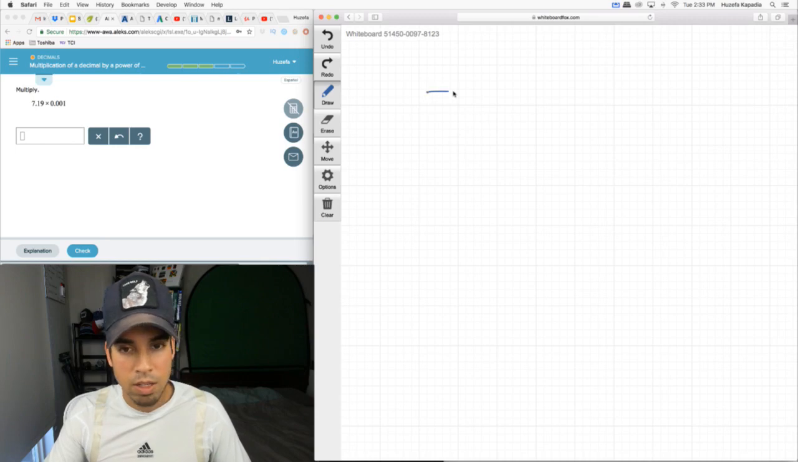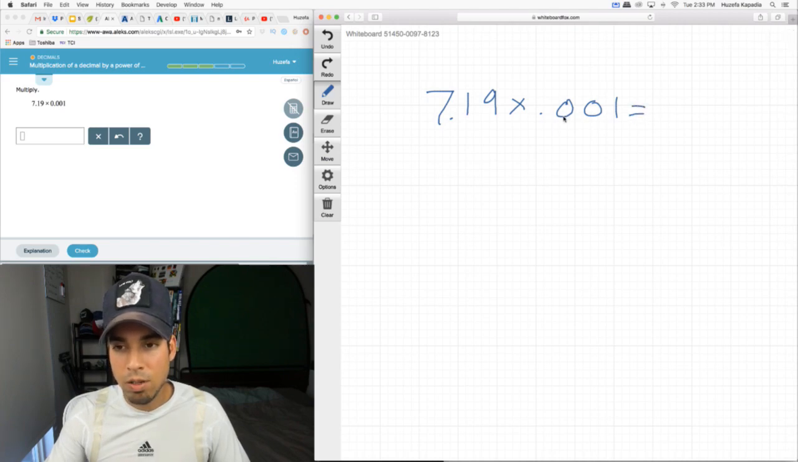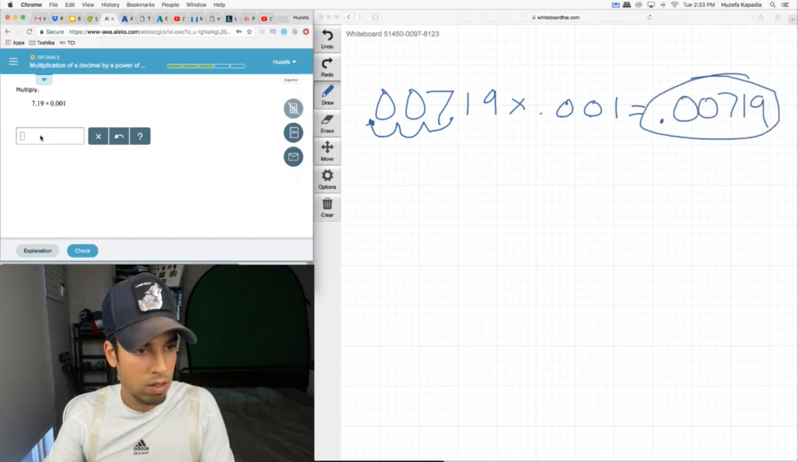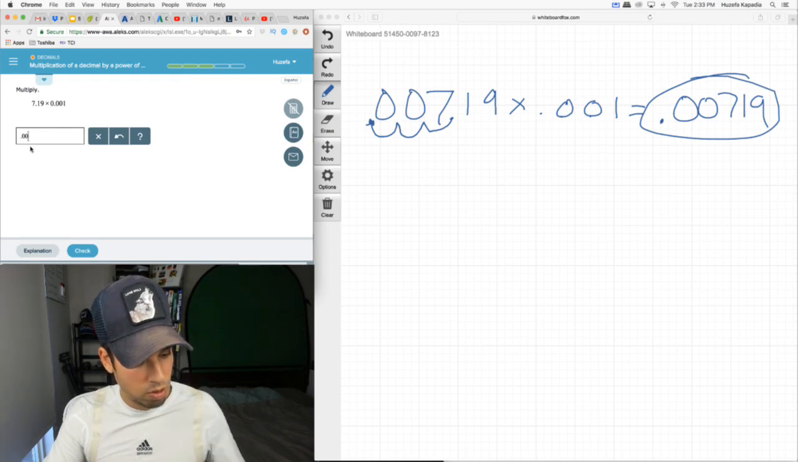Okay. Last one, 7.19 times 0.001 equals, how many places back is it? 1, 2, 3 places back. So we move the decimal once, twice, 3 times. But what goes in these spaces? You know, that's weird. How can we keep moving it? Well, we fill in these spaces with zeros, right? So our answer is 0.00719.